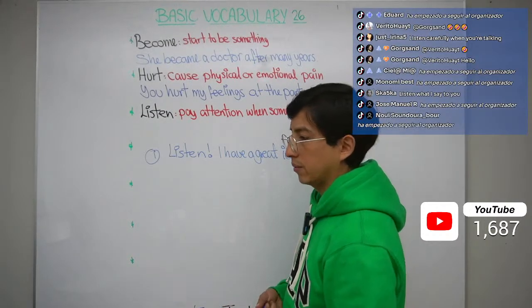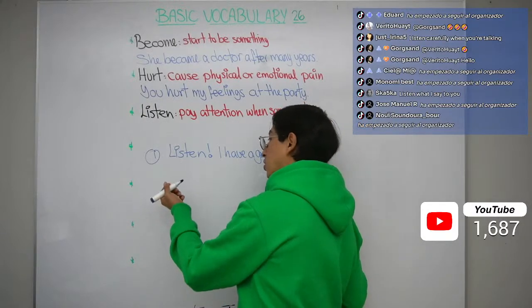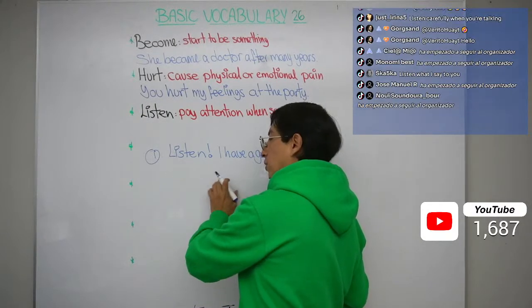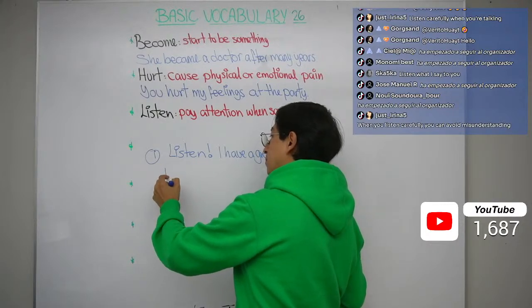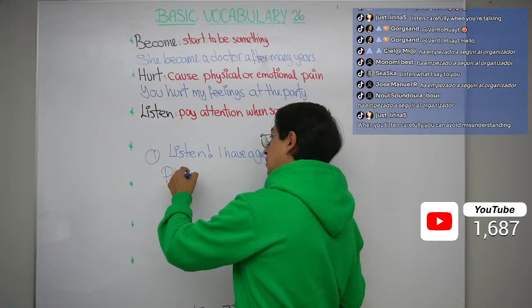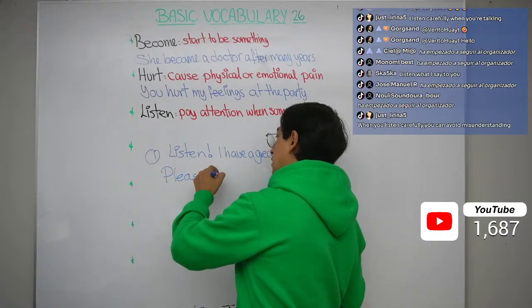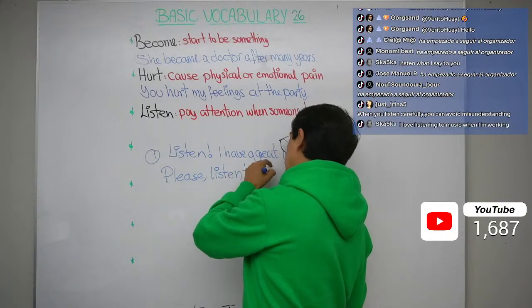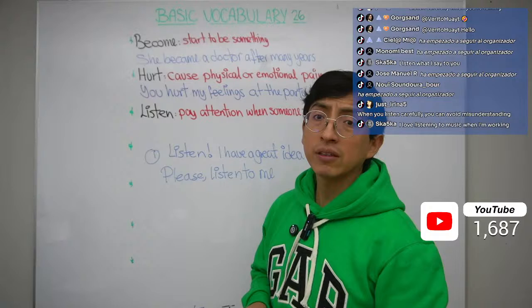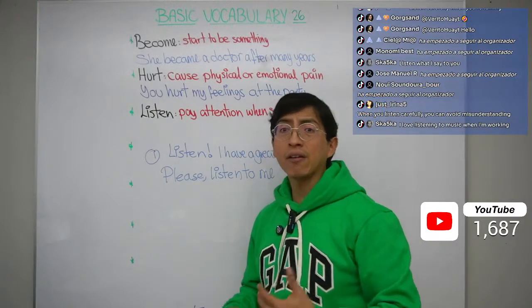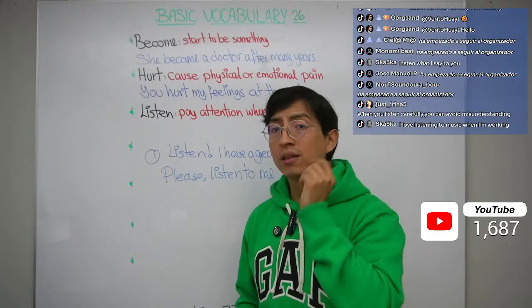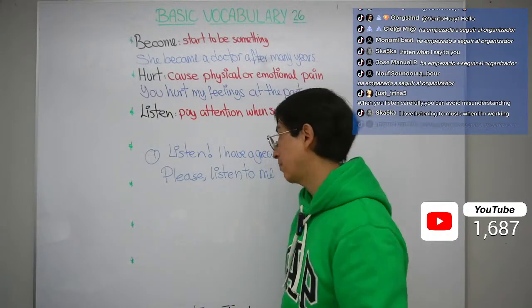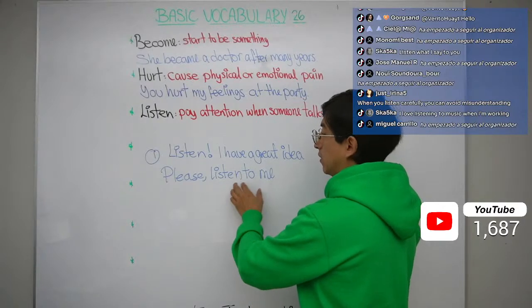What else can we say here? For example, when you're talking with someone else, you can say, "Please listen to me. I have something important to say. Listen to me." Yes, this is something very important. Very good. Again, we use listen here.